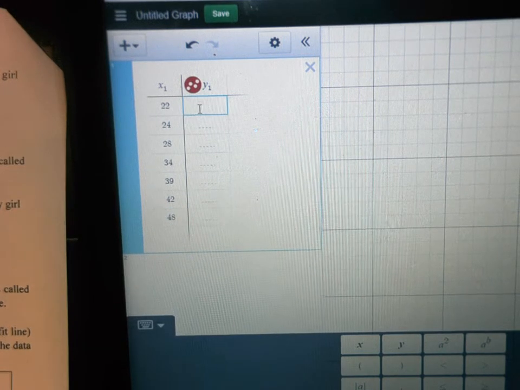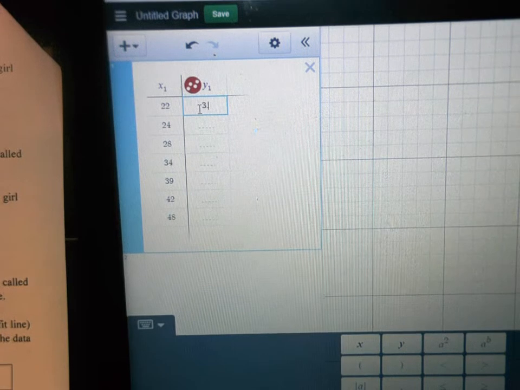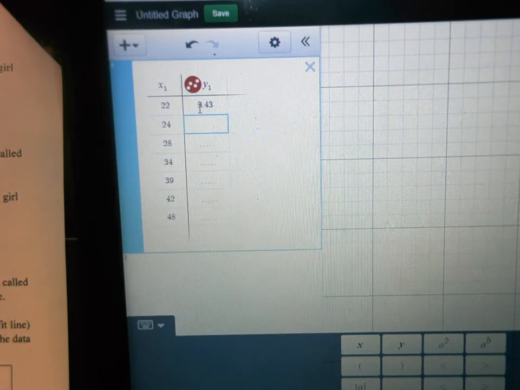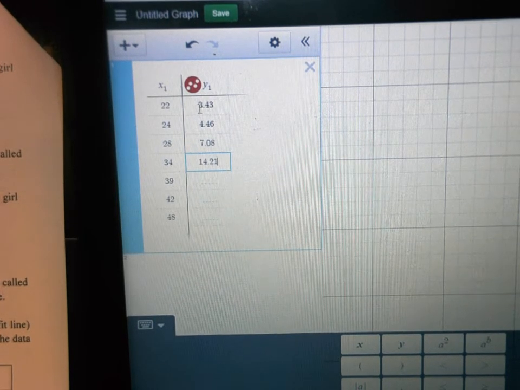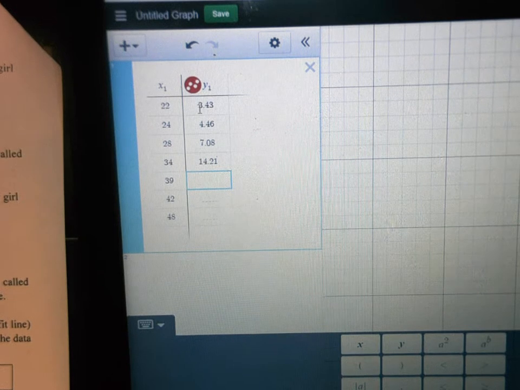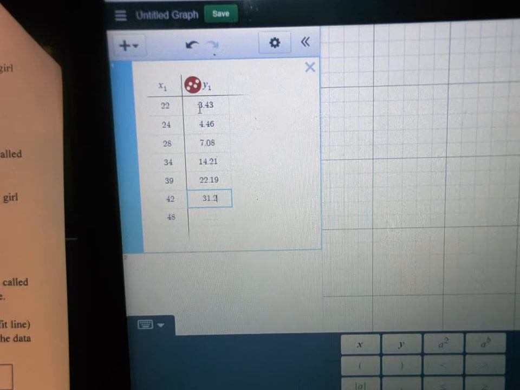Okay, so now I'm going to the y's. For the y's, the first one is 3.43, 4.46, 7.08, 14.21, 22.19, 31.22, and 35.67.